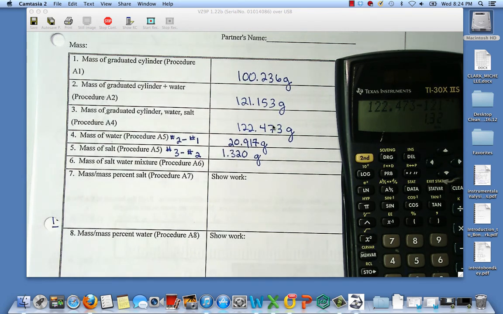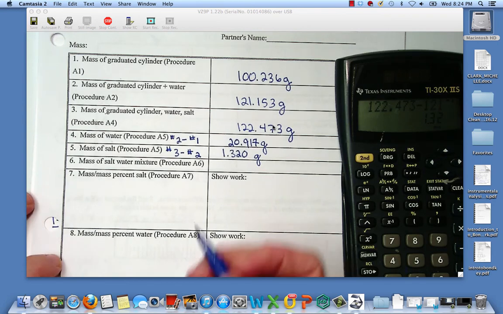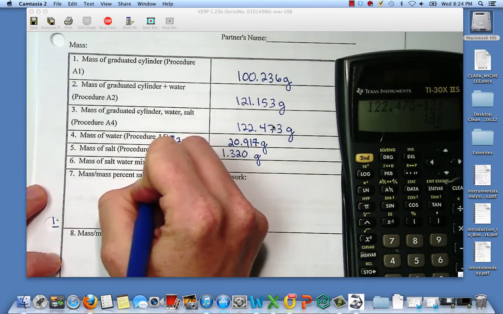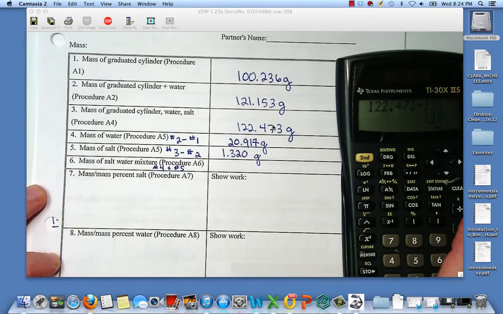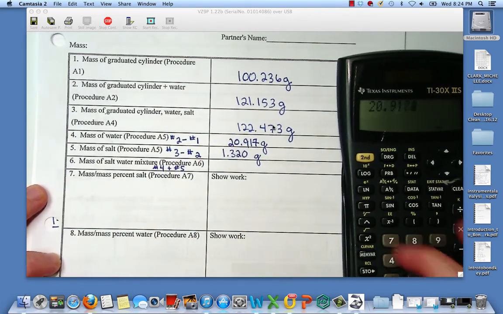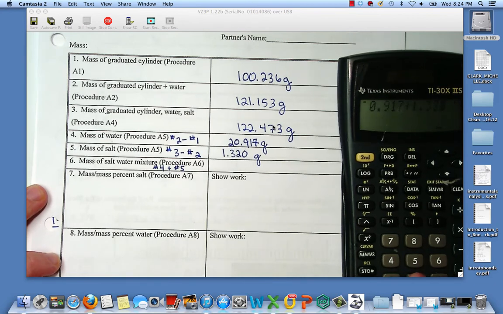All right, the mass of the salt-water mixture, 4 plus 5. That's right. Number 4 plus number 5. So 20.917 plus 1.320.